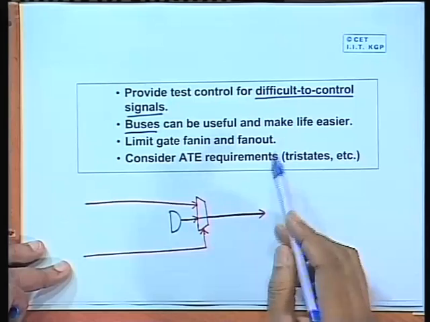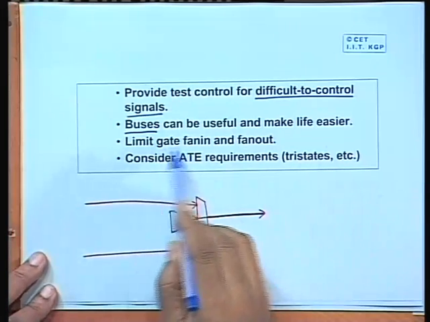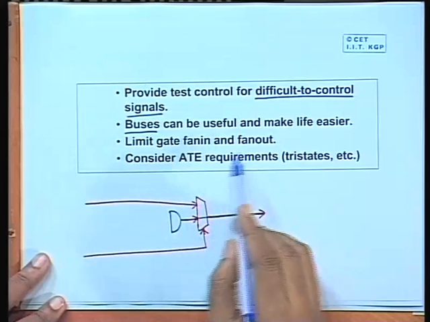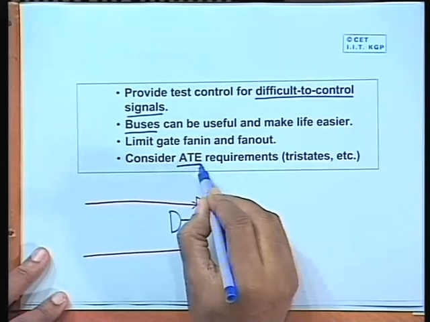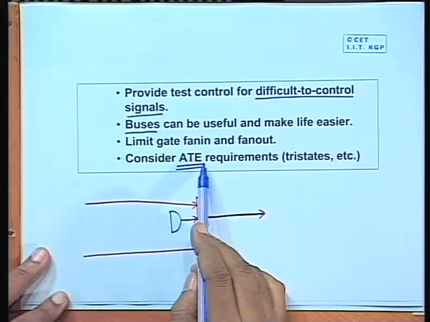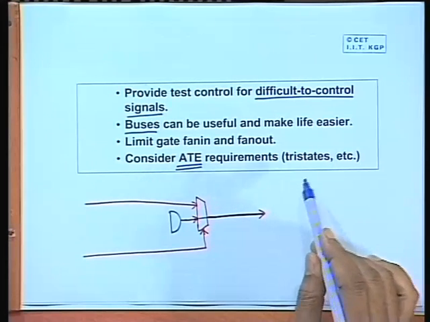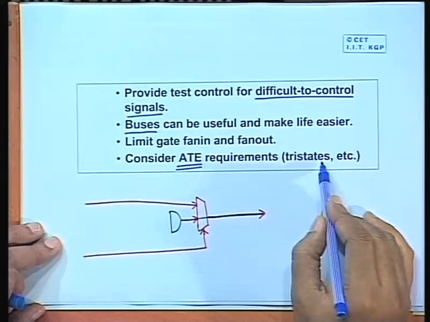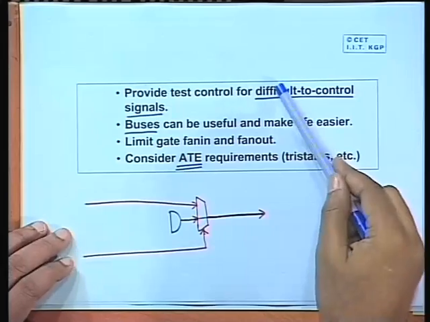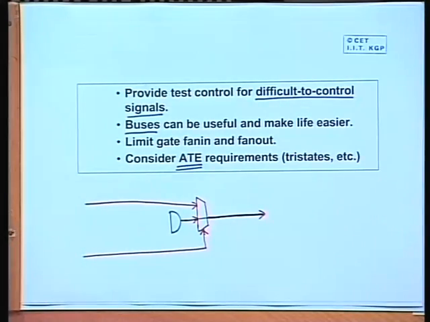Buses are good in terms of testing, so you try to use buses wherever needed. This I have already mentioned, limit fan in and fan out. And ultimately, you will be doing the testing using some automated test equipment or ATE. So, you will have to look at the requirements of the ATE before you frame the design rules, like whether your tester supports tri-state logic or not, for example. So, these are some design rules which you can enforce, and the resultant circuit will be easier to test. But as you can see, these are all ad hoc kind of rules. Even if you follow these rules, you cannot really quantify how much easier it will be to test.